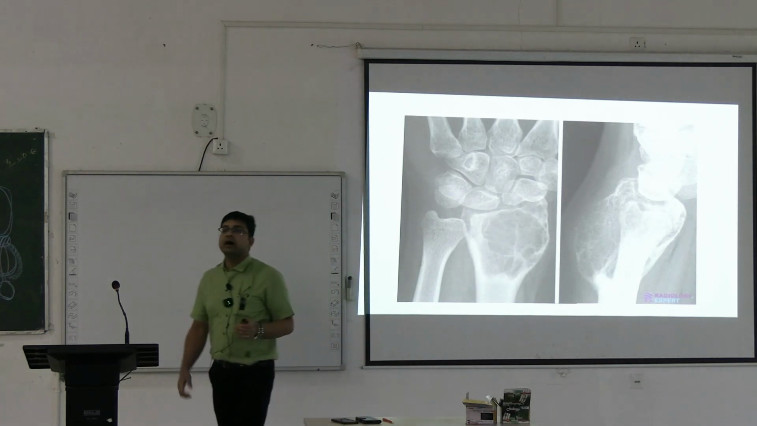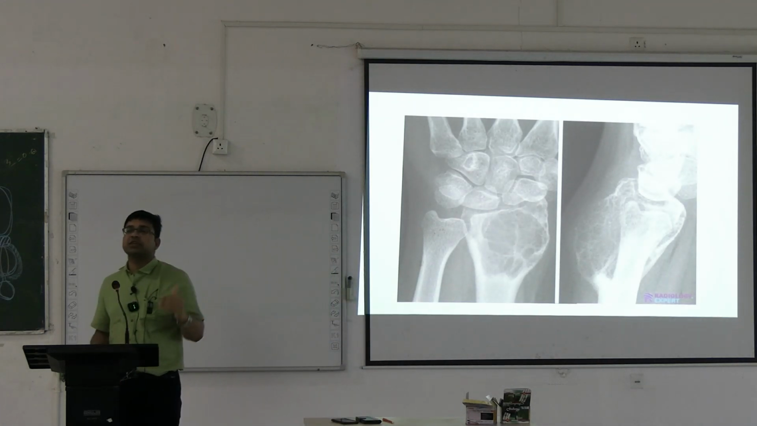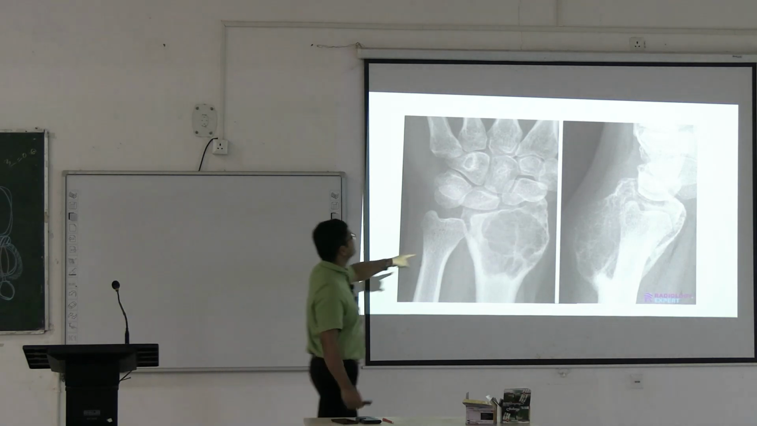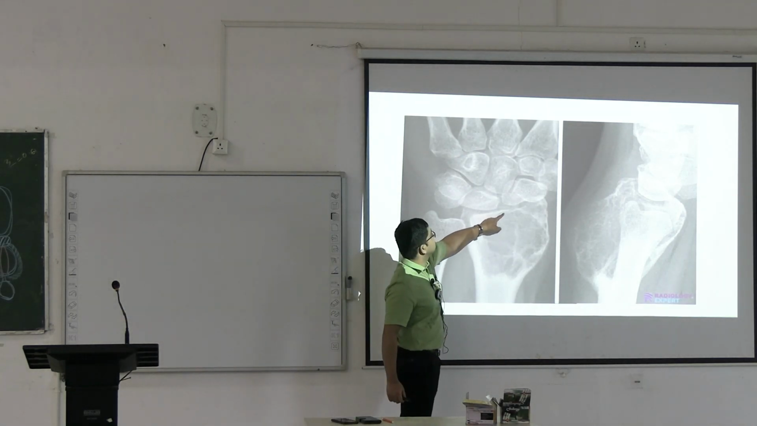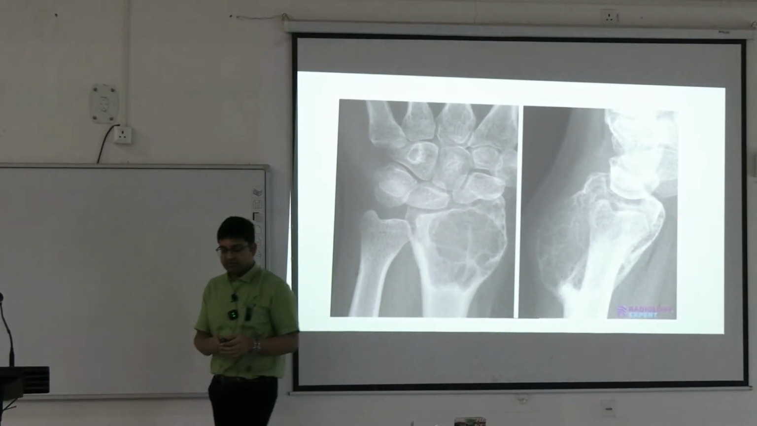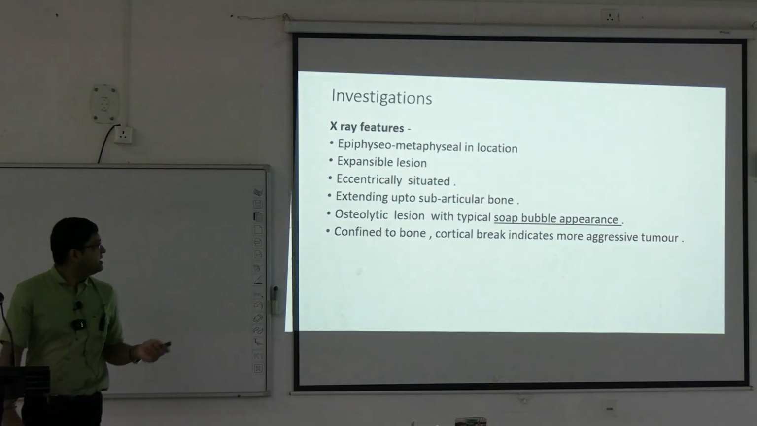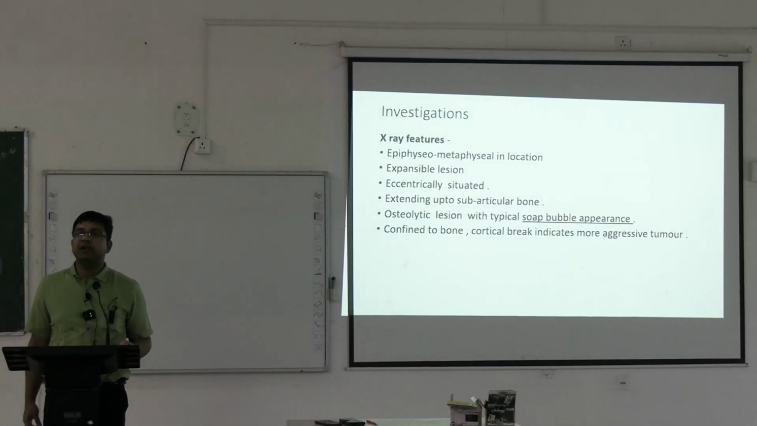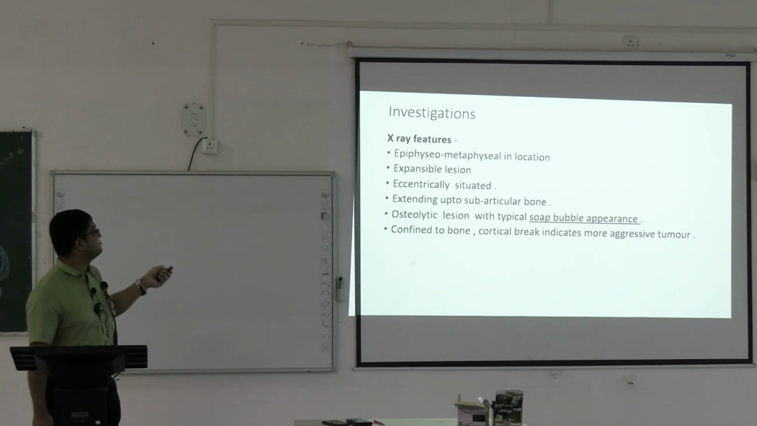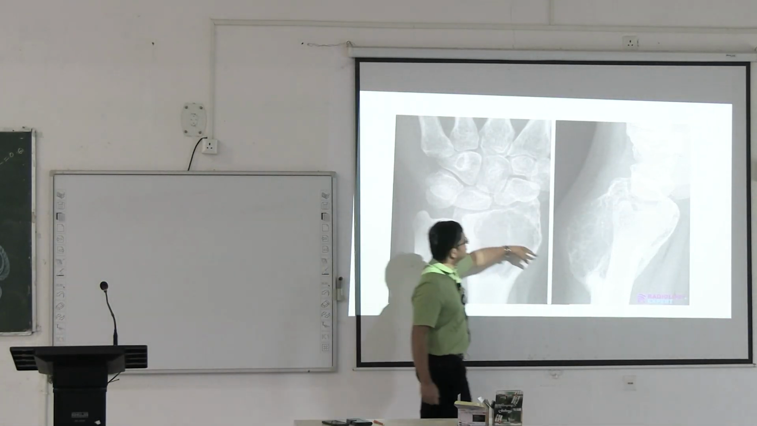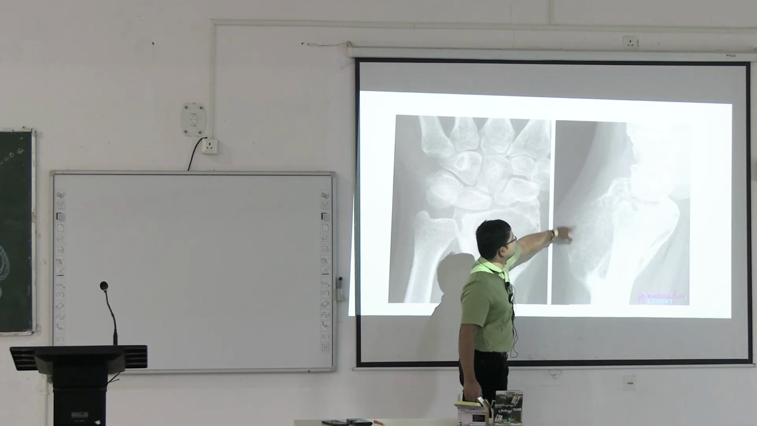ঠিক আছে? আর it can reach up to the subchondral bone or subarticular bone, up to the joint. It does not involve the joint, but it can reach up to the joint. Okay. And next, osteolytic lesion with typical soap bubble appearance. এটা MCQ আসে, very important, soap bubble appearance. Osteolytic lesion leads to soap bubble appearance.